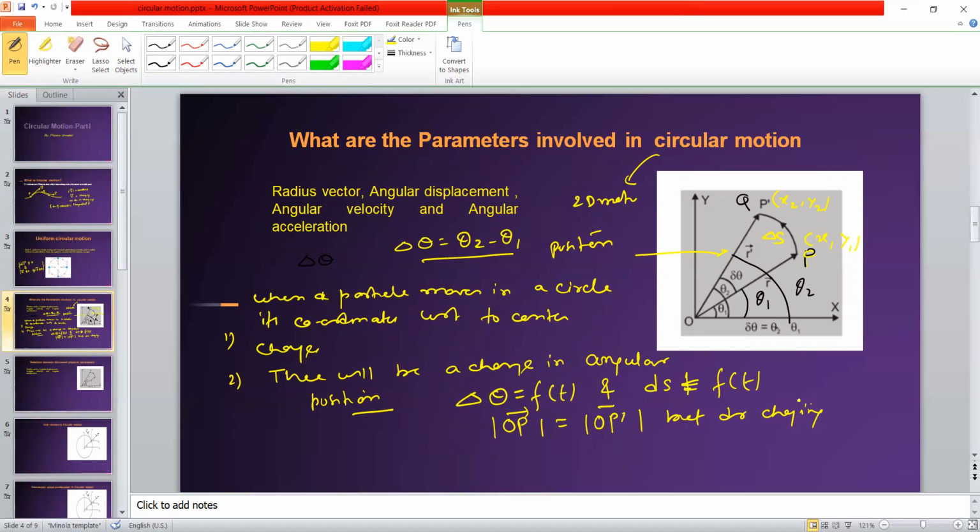So there are three kinds of quantities that we are seeing over here. First is the radial vector. The radial vector is nothing but the position vector of the particle with respect to the origin. There is an angular position. There is a change in angular position that is called the angular displacement. And there are two more quantities involved: the angular velocity and the angular acceleration. So we'll be understanding these two as well. Okay, so let's move ahead.